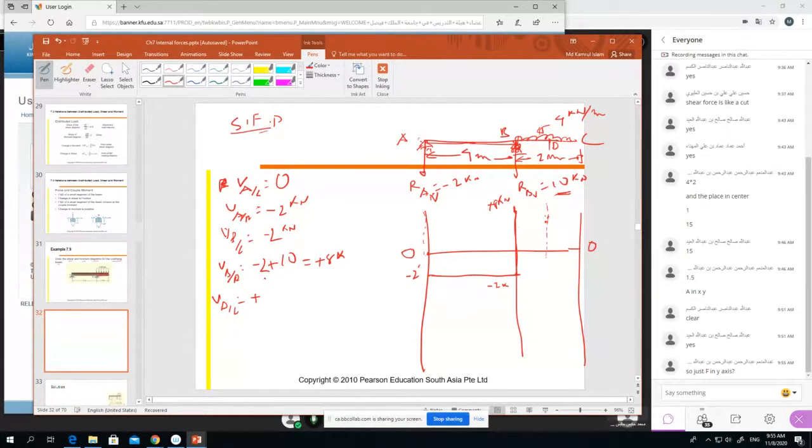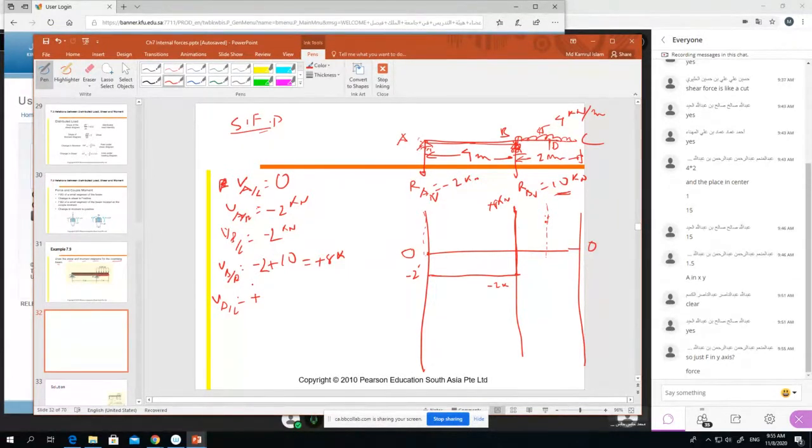So just the force in the y axis. Where is the force? Yes, there is no horizontal force. We calculated it before, in the previous slide, right? Right. A_H equal to 0.